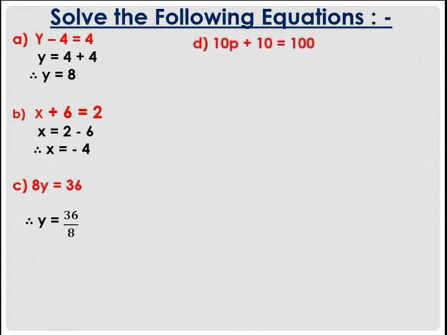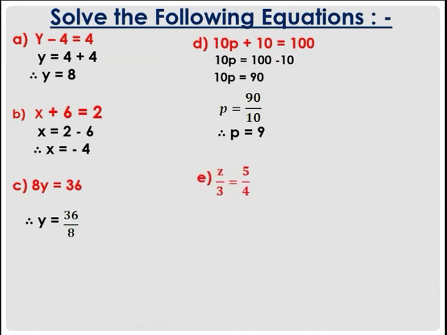10p plus 10 is equal to 100. So 10p is equal to 100 minus 10, because we shift 10 from LHS to RHS, so it becomes minus 10. So 10p is equal to 90. Now here 10 is in the multiplication form with the p. When we shift it from left hand side to right hand side, it becomes the division form. So p is equal to 90 divide 10. So 10 nines are 90. It's p is equal to 9.